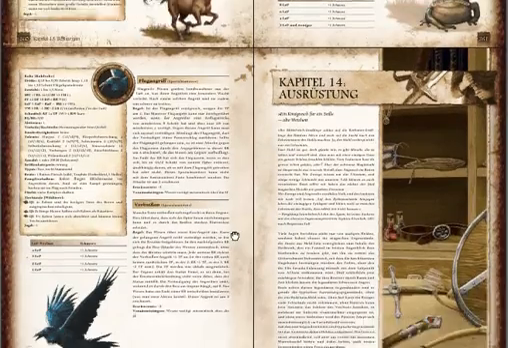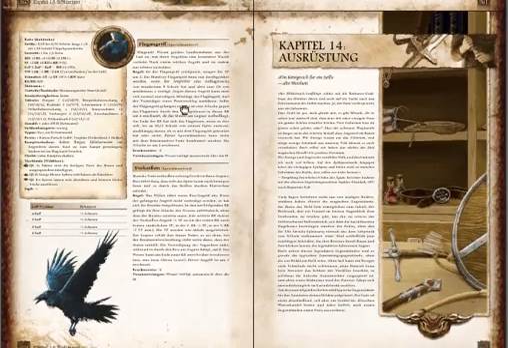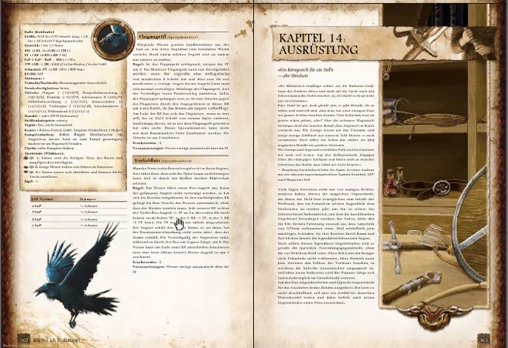So, and that is basically all. No, there are some special rules for combat, like here the Raven can attack from the air and how that is handled. But that's everything that is in the bestiary. It's very short. It only includes what is necessary, what is referenced from the rules.